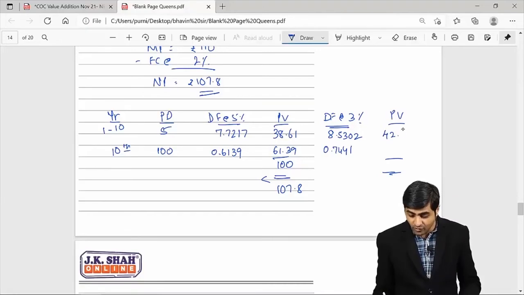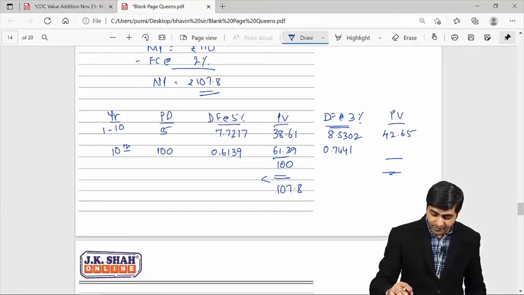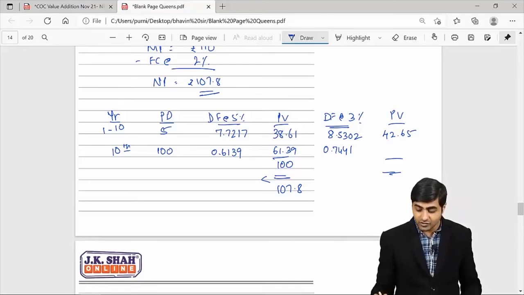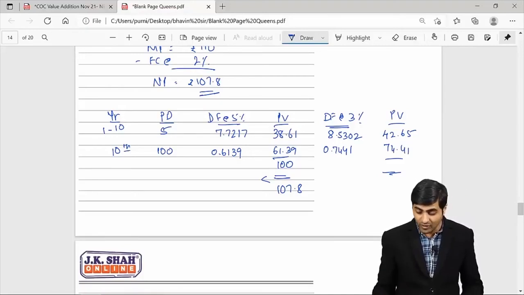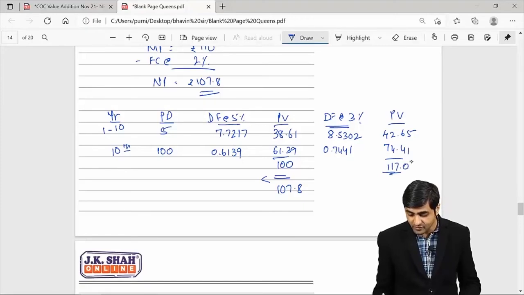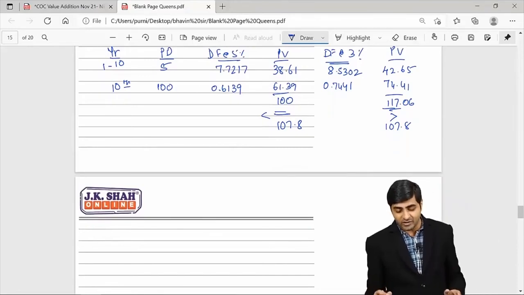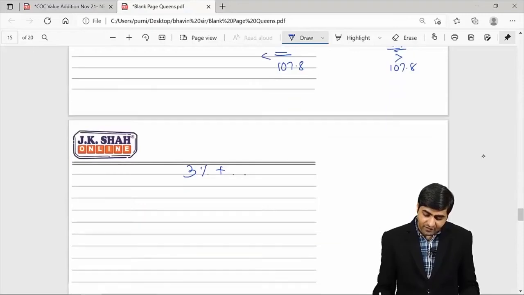So this is 42.65, and this 100 if I multiply it by 0.7441, so this will be 74.41. If I add 42.65 to it, then this will be 117.06. So I know that this is greater than 107.8. So now your IRR will be between 3 and 5. So it is more than 3% but less than 5.